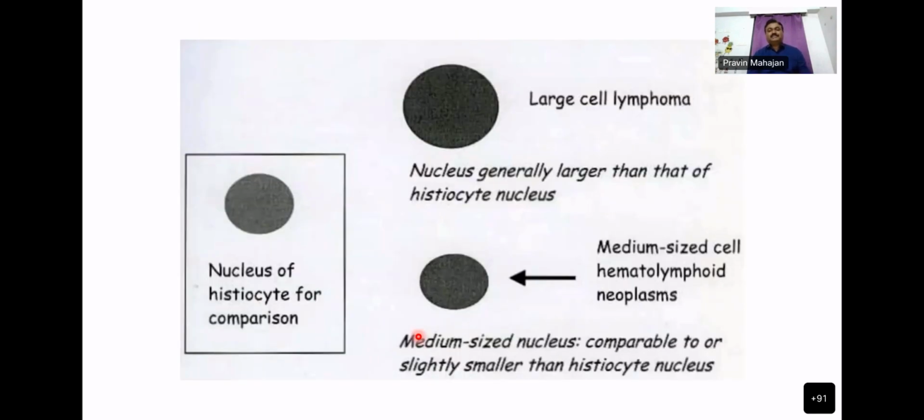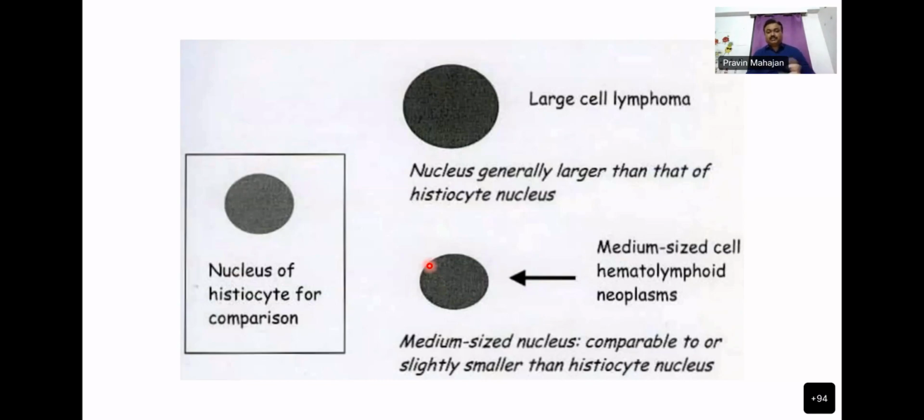So how do you judge the cell size? To judge the cell size, there are two or three things you can check. You check the histiocytes and see the nucleus of the histiocytes. If the nucleus of the tumor cell is a little larger than that of the histiocytes, then it is a large cell lymphoma. If the nucleus of the tumor cell is similar to the size of the histiocytes or a little smaller, then it is intermediate size. And obviously small lymphocyte-like tumor cells are called small cell lymphomas.